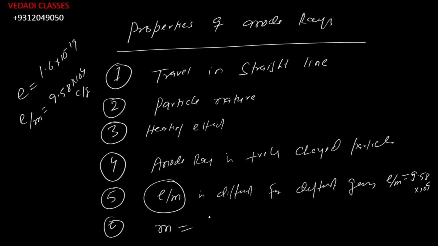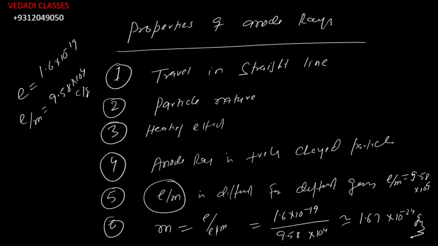So how can mass be obtained? Put the charge upon the charge by mass ratio: 1.6 into 10 power minus 19 divided by 9.58 into 10 power 4. When you solve, it will come approximately 1.67 into 10 power minus 24 gram. So this is the mass of the proton. So anode ray is nothing but a proton only.